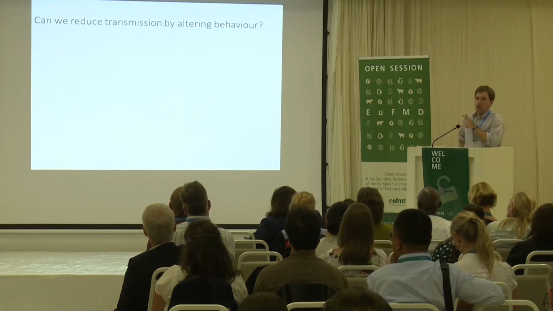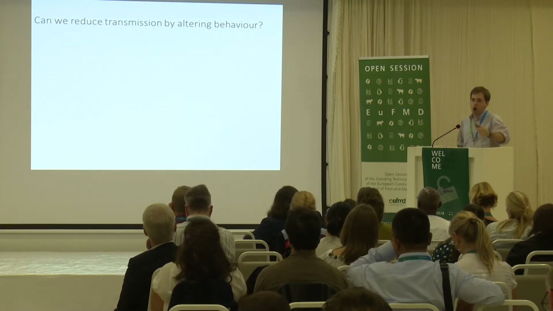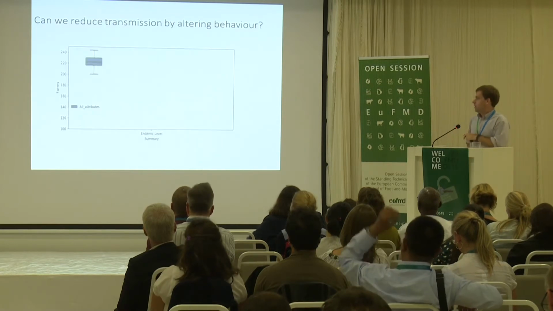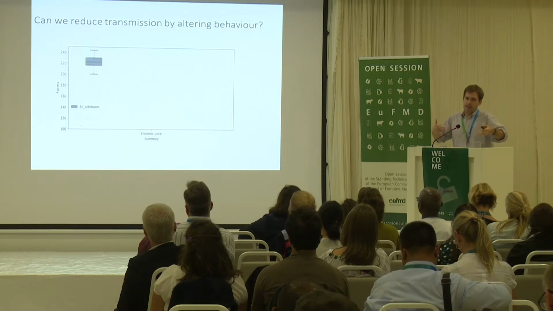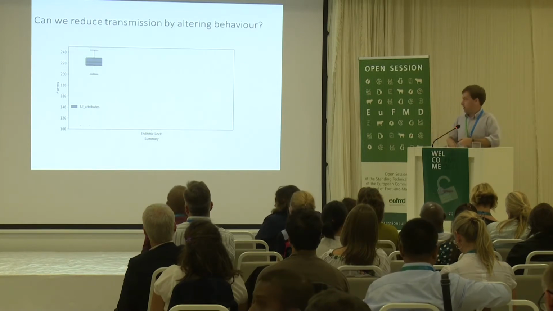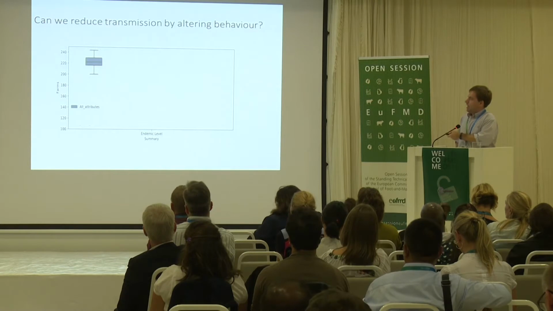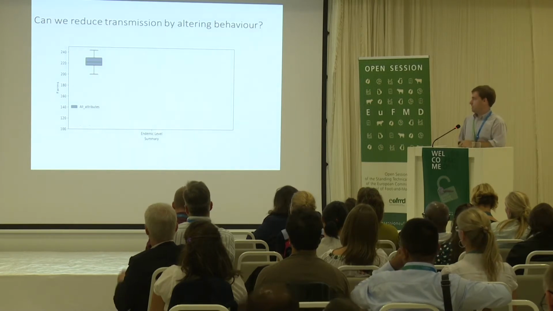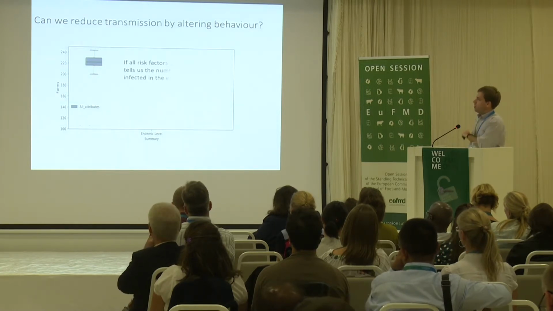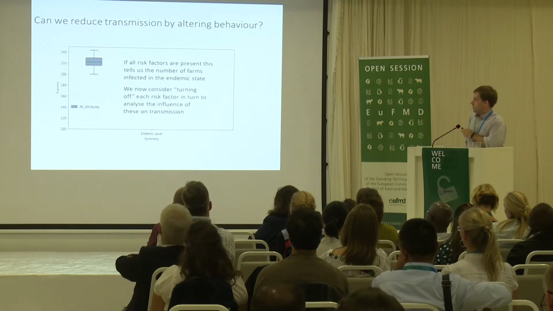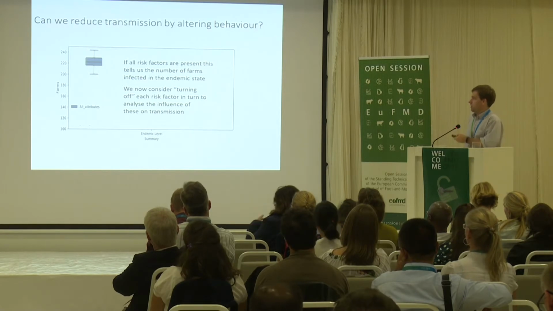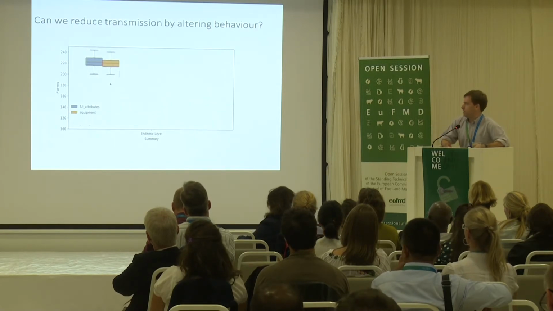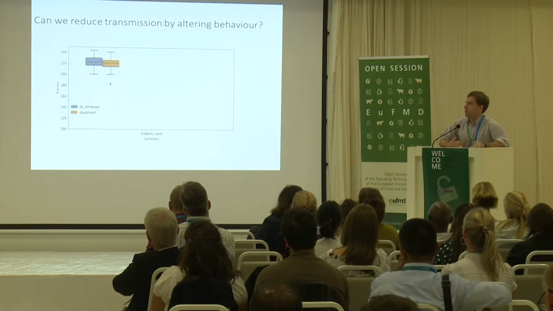But what I really want to look at is, can I reduce transmission by altering behaviour upon infection? If we assume that upon infection, all farmers behave exactly as they would if they were uninfected, then we can get an estimate of the number of farms that would be infected at the endemic level. But if we turn off each risk factor, we can look at the influence of that upon transmission. So if we say, if you're infected, you can't share equipment anymore, we can get an estimate of how much the infection would drop.